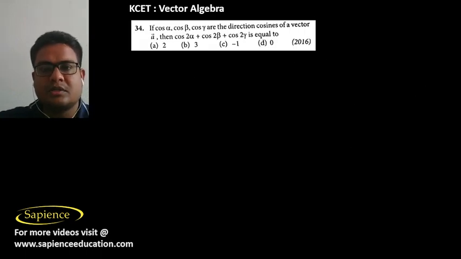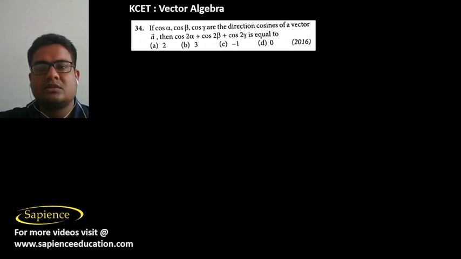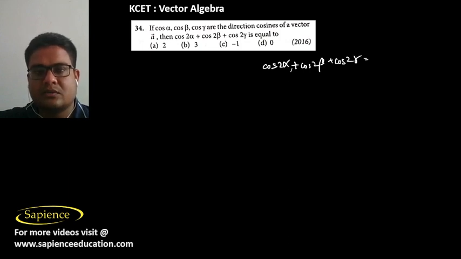Cos alpha, cos beta, and cos gamma are the direction cosines of a vector A. We know that cos square alpha plus cos square beta plus cos square gamma is equal to 1.